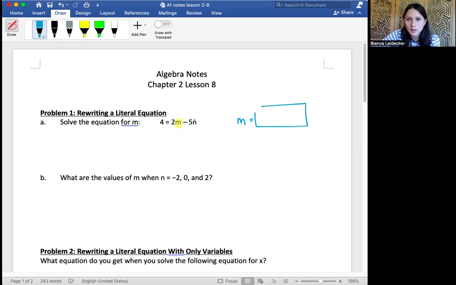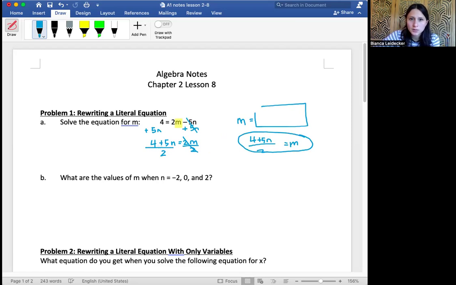So looking at this, if I want to get rid of this minus 5n, I can plus 5n. That goes away. And I'm going to add this over here. So now I have 4 plus 5n equals 2 times m. Well, to get m by itself, I just have to divide by 2 so that this is gone. And when I divide by 2, I can either leave my equation as 4 plus 5n over 2 equals m, and I could be done.